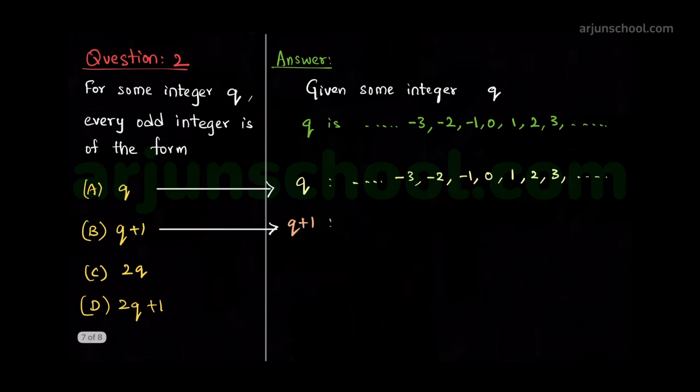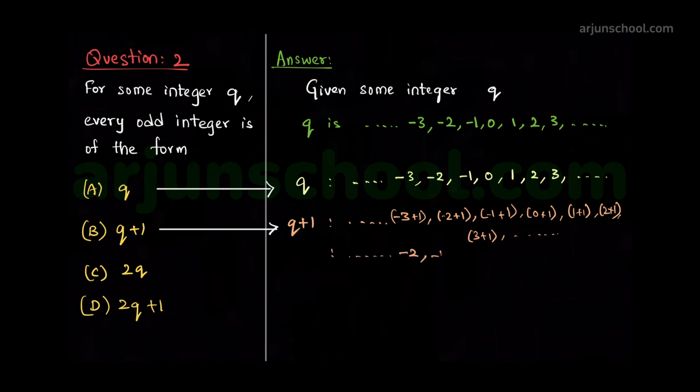Q plus 1 is and so on -3 plus 1, comma, -2 plus 1, comma, -1 plus 1, comma, 0 plus 1, comma, 1 plus 1, then 2 plus 1, then 3 plus 1, and so on. Now q plus 1 becomes and so on -2, -1, 0, 1, 2, 3, 4, and so on. Let us see option C. Option C is 2q. We can get this by multiplying 2 to each number in q.